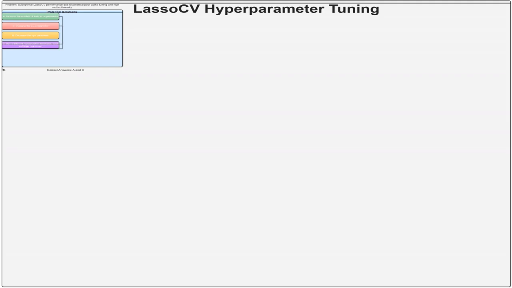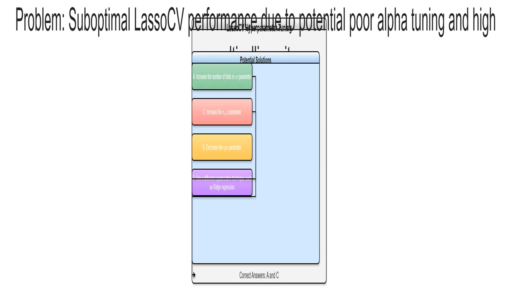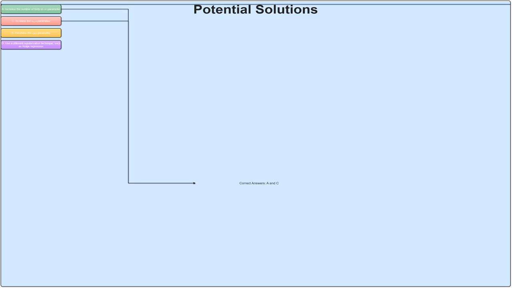We're tuning the LassoCV model, which uses lasso regression and built-in cross-validation to automatically find the best regularization strength, alpha. It's like finding the sweet spot for balancing model complexity and accuracy. The LassoCV model isn't performing as well as we'd like because of potential issues with alpha tuning, the strength of regularization. We're trying to solve it by adjusting the parameters of the model. I'll explore several ways to potentially improve the LassoCV model's performance. We're looking at solutions which could address problems related to hyperparameter tuning and multicollinearity.